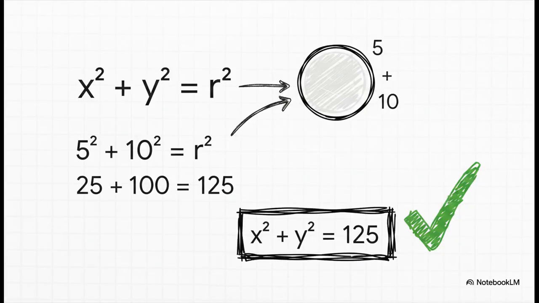Well, since the circle's center is at the origin, its equation is going to be x squared plus y squared equals r squared. We know the point P, 5, 10, is on that circle, so we can just pop those values in. 5 squared is 25, 10 squared is 100, add them up and you get 125. So the equation for our circle is x squared plus y squared equals 125. Boom! First mark in the bag.